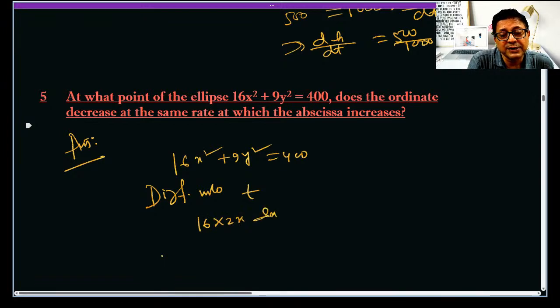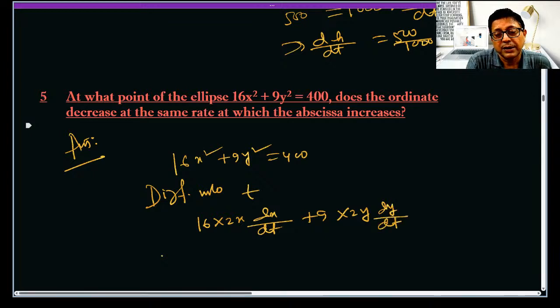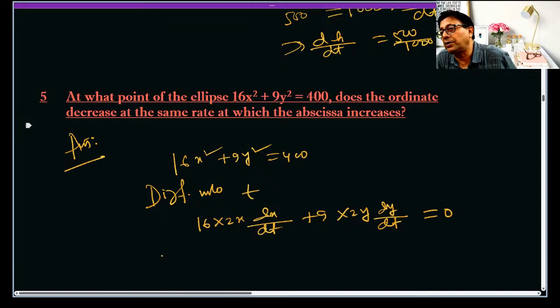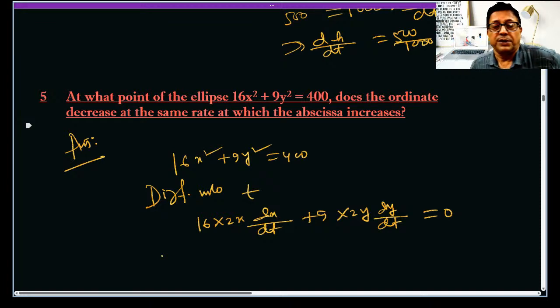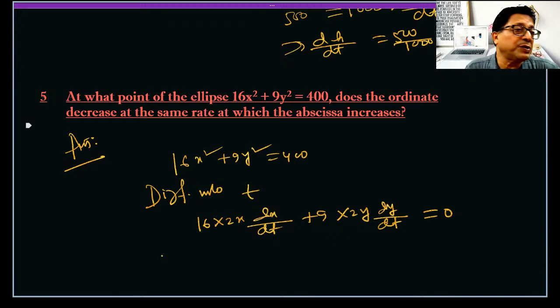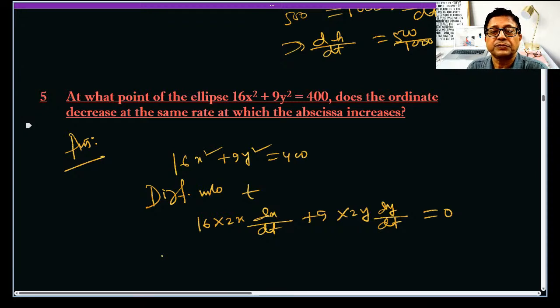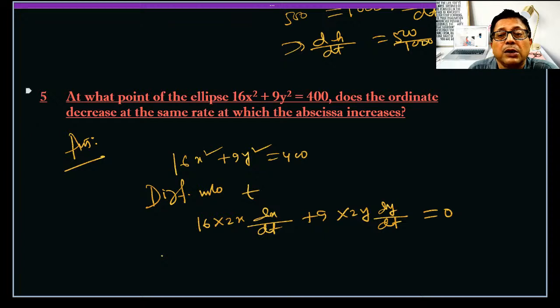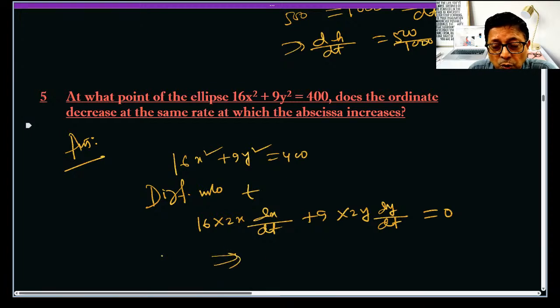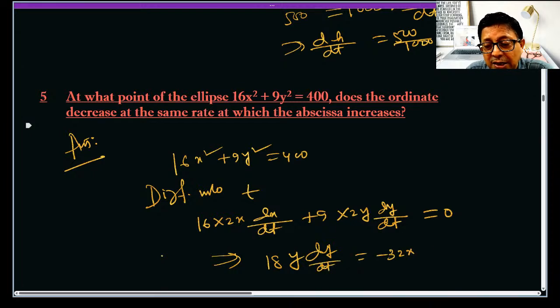16 into 2x dx by dt, plus 9 into 2y dy by dt equals 0. Agree or not? This is correct. Now, it is given that the ordinate decreases at the same rate. Let us do more. 18y dy by dt equals minus 32x dx by dt. Clear?